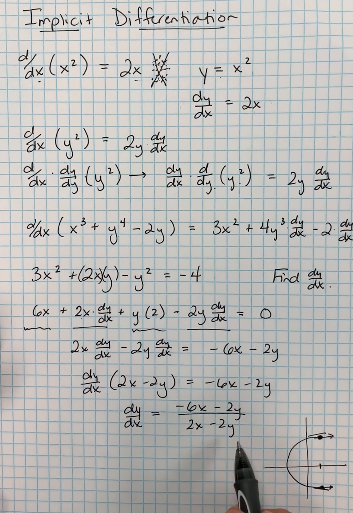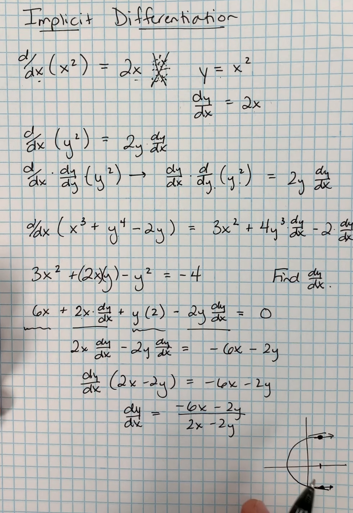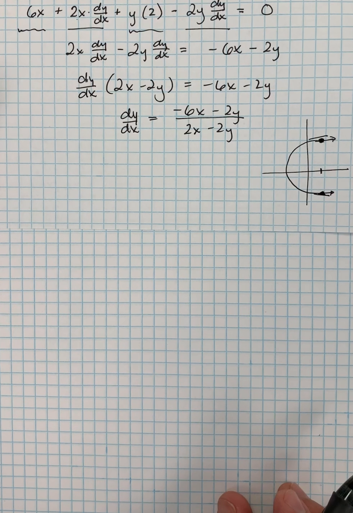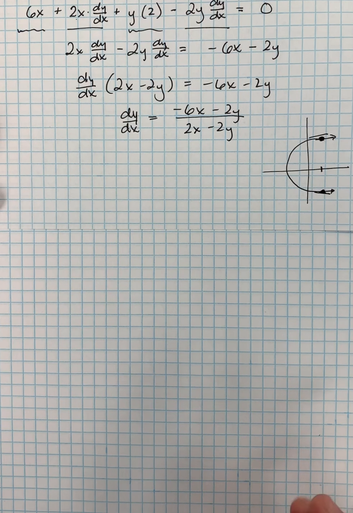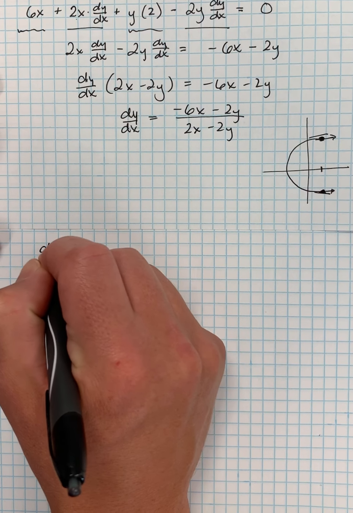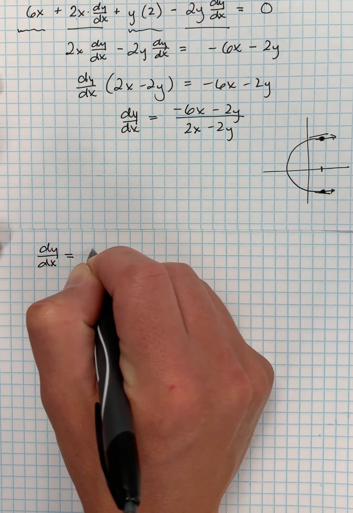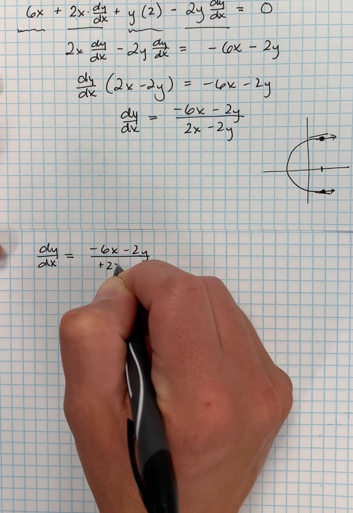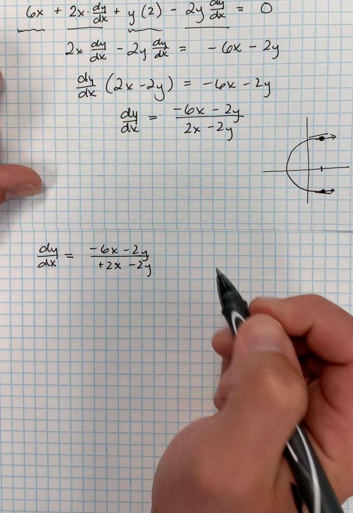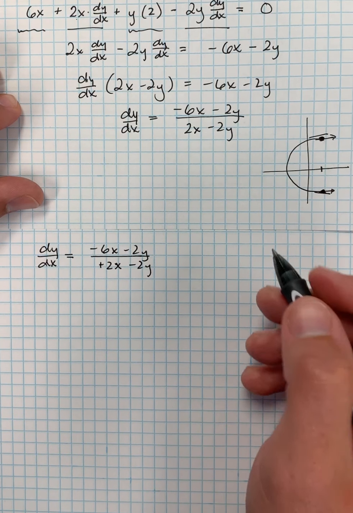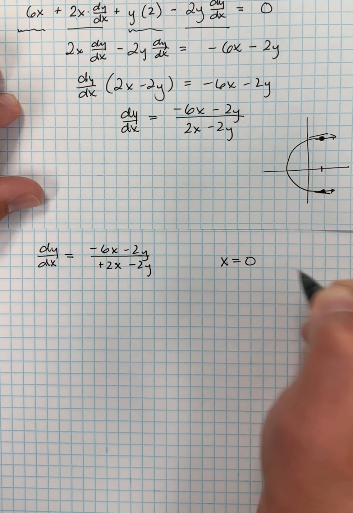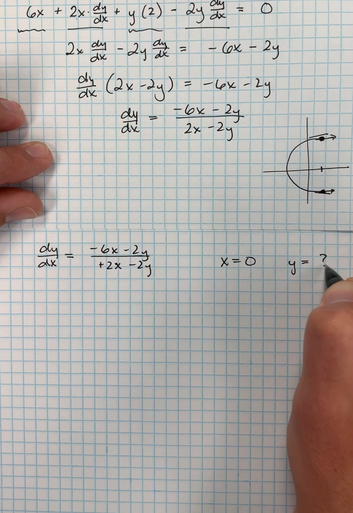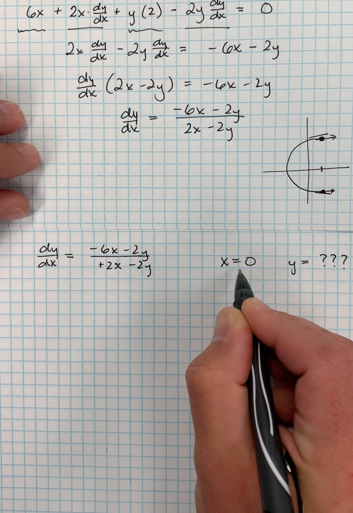Now, you might also be asked to do this specifically at a given xy point. Let's move this up here for now, and let's see if we can dig in a little bit deeper. So we already know that dy/dx equals negative 6x minus 2y over positive 2x minus 2y. So here's our derivative, and we want to know the slope of the tangent line at, say, x equals 0. So the first thing we need to do is find out what the y value, or y values, are that match up with this x equals 0.